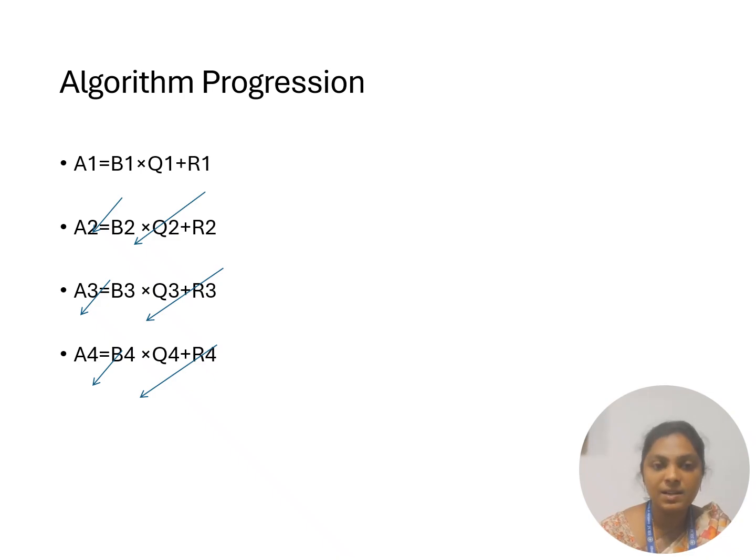Now, in the next step, what happens? The first one, A, is called the dividend and B is the divisor. The divisor of the previous step becomes the A value, the dividend of the next step. And as per the arrow mark, the remainder of the previous step becomes the divisor of the next step. This will be repeated until you get the remainder as 0. This is the formula. This is the concept.